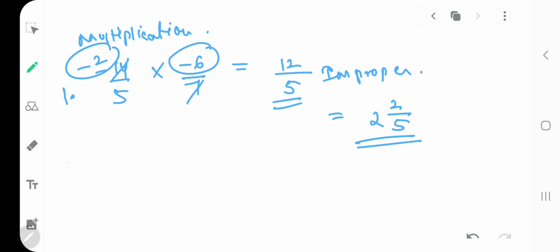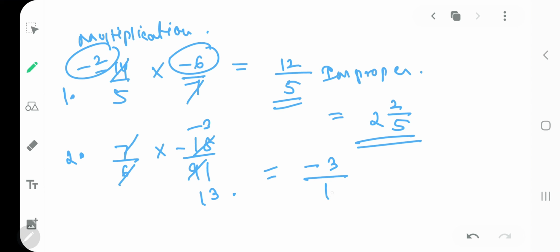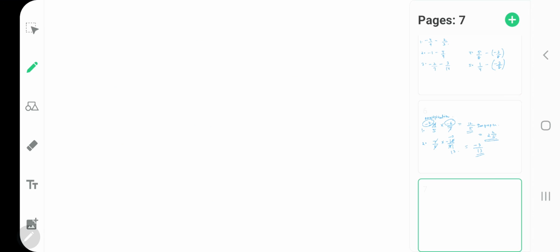Clear? Suppose I give you 7 upon 6 and minus 18 upon 91. You can take this with a table of 3 and here you can go for 1 and 3, 13. So your answer is minus 3 upon 13. Isn't it easy? Shall I give you a task?